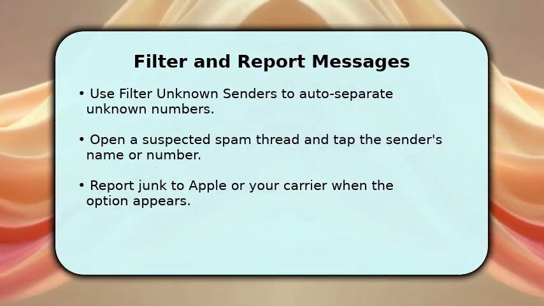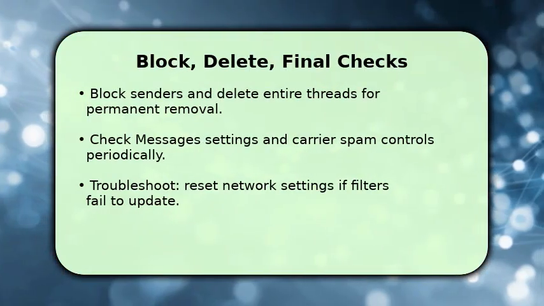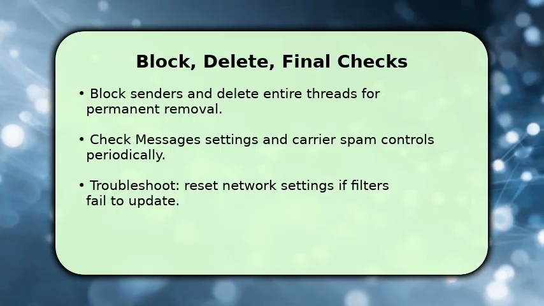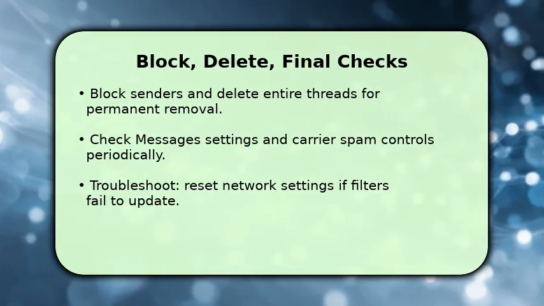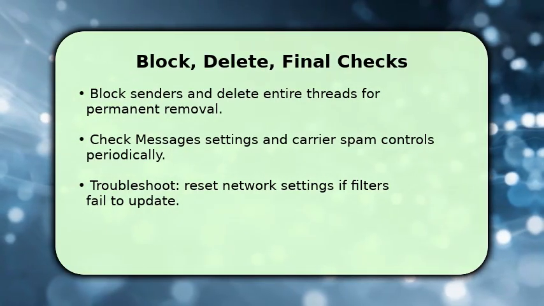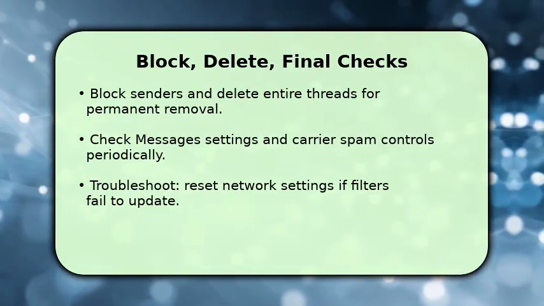Finish by blocking persistent senders. Open the message, tap the sender, then block this caller so future texts never reach you. After blocking, delete the full thread to remove attachments and cached data.